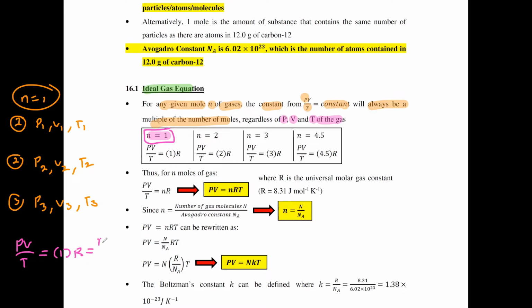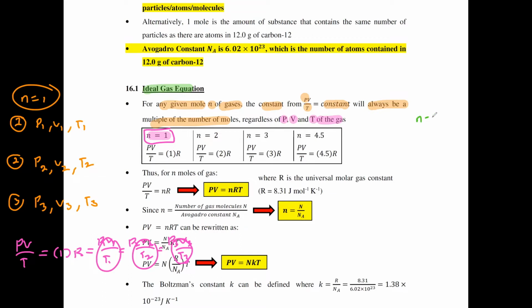Meaning to say this one will be P1V1 over T1, P2V2 over T2, equals P3V3 over T3. No matter what you do to the gas, it will just be equal to 1R. Okay. Then let's say you did the same thing to the gas, but this time I tell you that the gas is a different number of moles.